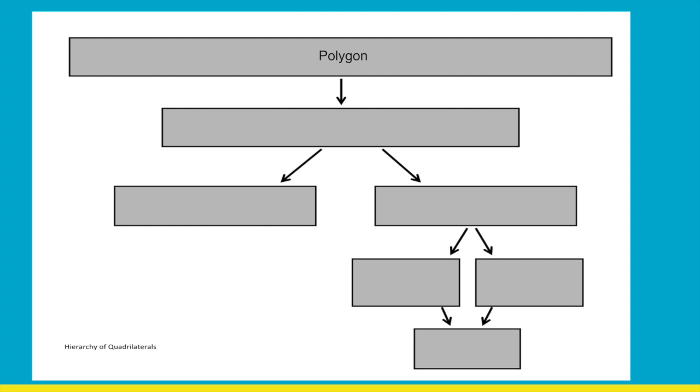So what will come next in this hierarchy we've been discussing? Think back to our shapes and their attributes. What should go in this next box? Quadrilateral. A quadrilateral is a polygon, which is any closed shape with straight sides that has 4 sides and 4 vertices.